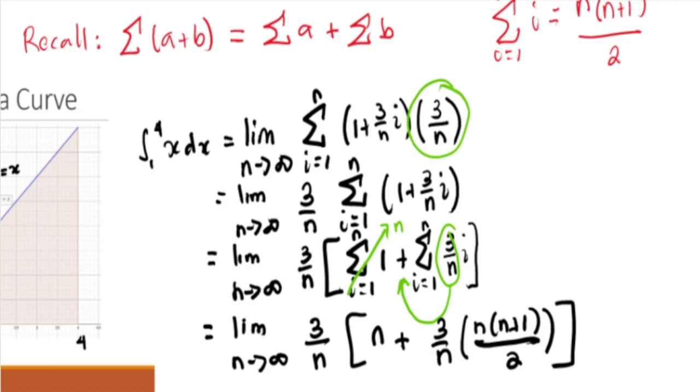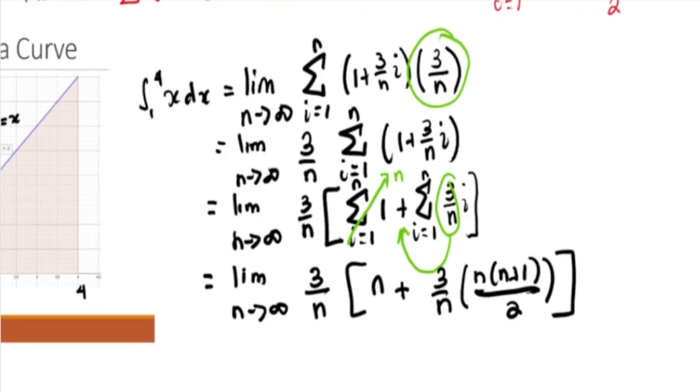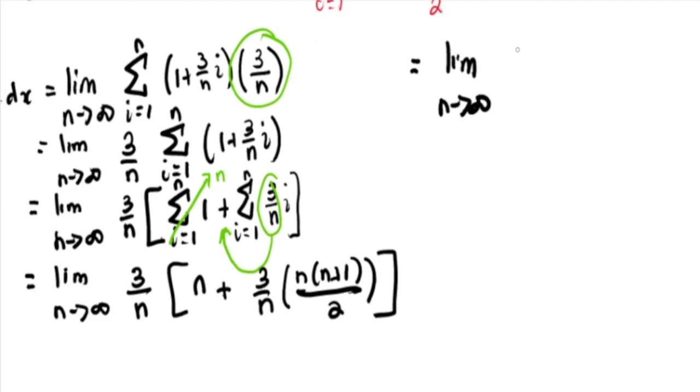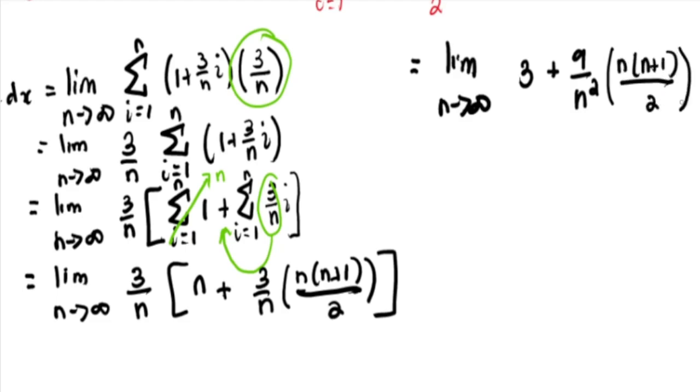Okay, if we solve this one, this is the limit as n approaches infinity of 3 plus 9 over n squared times n times n plus 1 over 2.